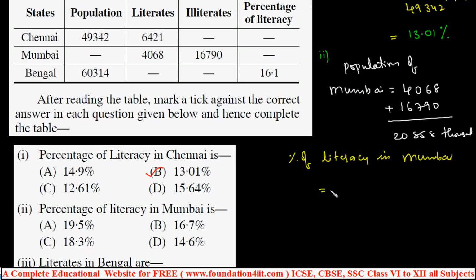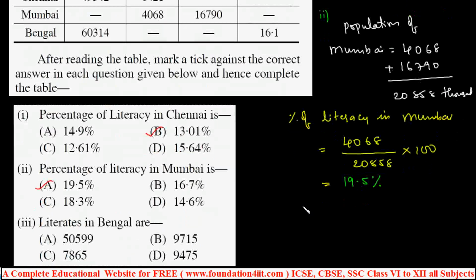So what is the formula? Mumbai literates, how many are there? In Mumbai literacy is 4,068 by the total we got, 20,858, into 100. So don't keep three zeros and three zeros, not converting thousands that much. Calculating this you get 19.5 percentage. I am not showing the calculation, I just calculated and am writing the answer directly: 19.5 percentage. Option A, right? So that is literates by total into 100.